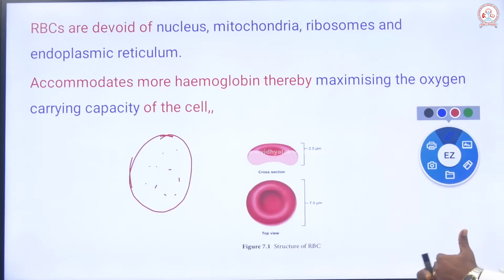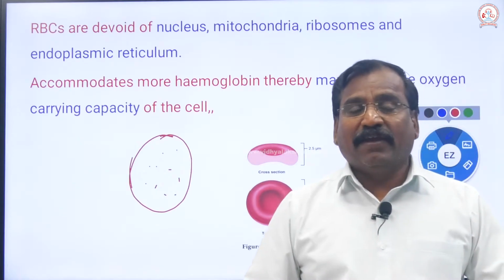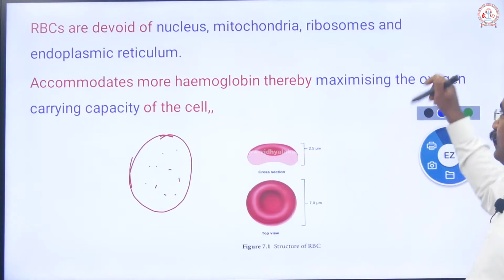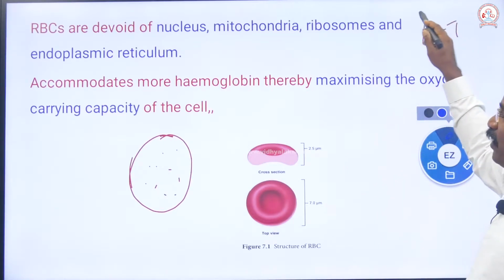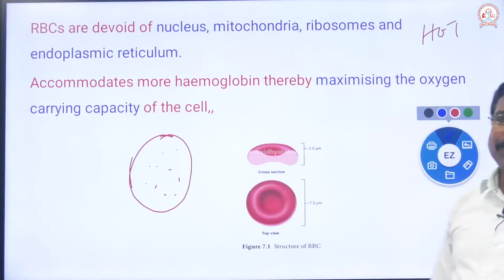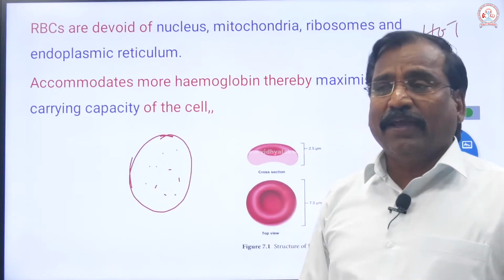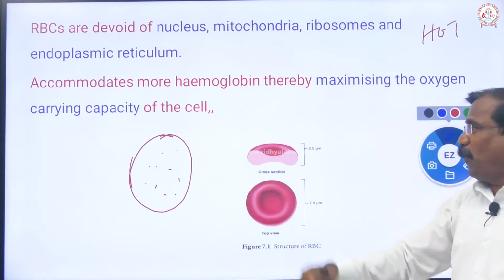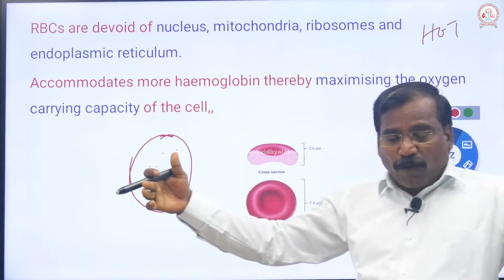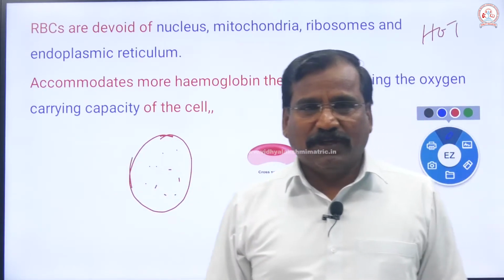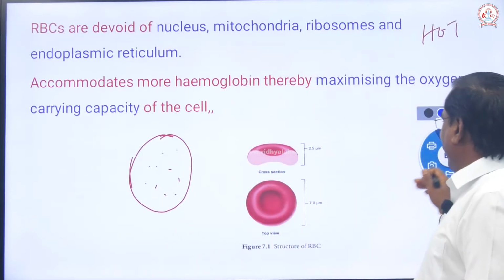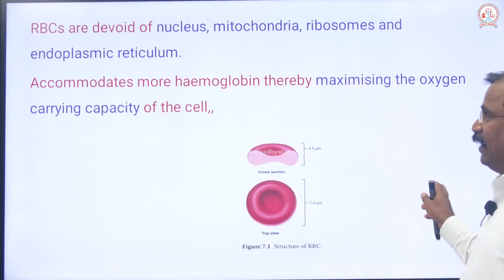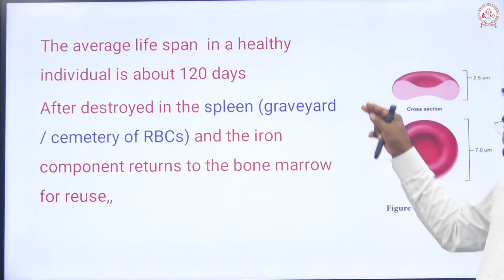So, in order to accommodate more hemoglobin, the cellular organelles are absent. This is one of the hard questions, which is why this is higher order thinking. Why are cellular organelles like the nucleus, mitochondria, ribosomes and endoplasmic reticulum absent? What is the reason? What is the significance? It accommodates more hemoglobin, and more hemoglobin maximizes oxygen transportation. For that purpose, it is devoid of the nucleus and other cytoplasmic organelles. Okay, super. And this is very important.